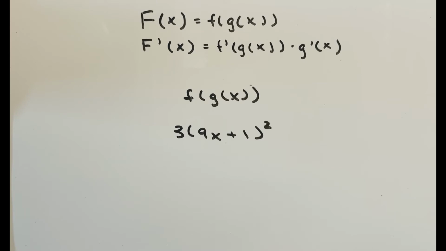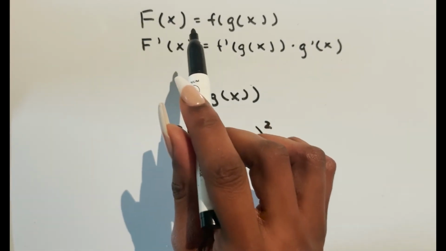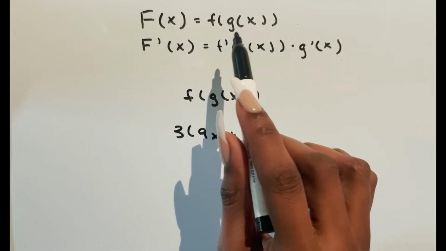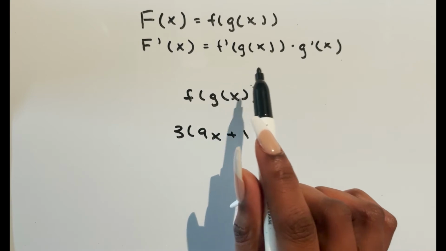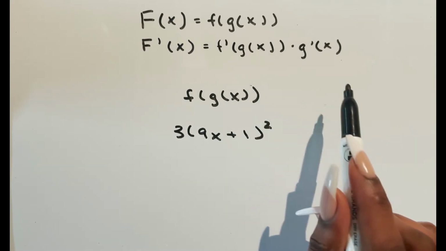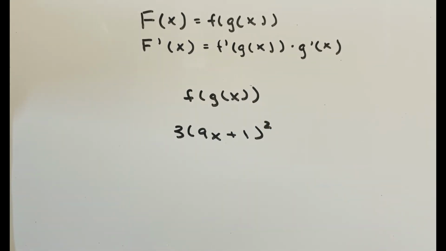Now, the chain rule formula is: if big F of x equals some composite function, so f of g of x, then the derivative equals f prime of g of x times g prime of x. Now, I know that looks super confusing and it's kind of hard to understand where to start. But basically what this means is we're going to find the derivative of the outside stuff, and then we're going to multiply it times the derivative of the inside stuff. Now, let's take a look at how to actually solve for the derivative of this example here.